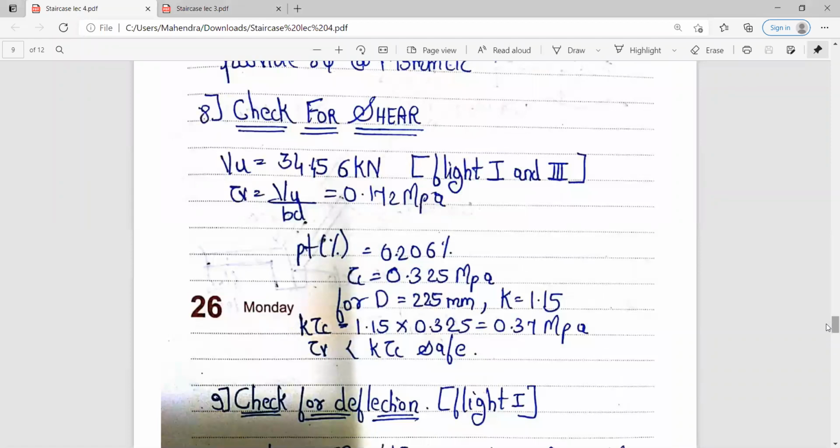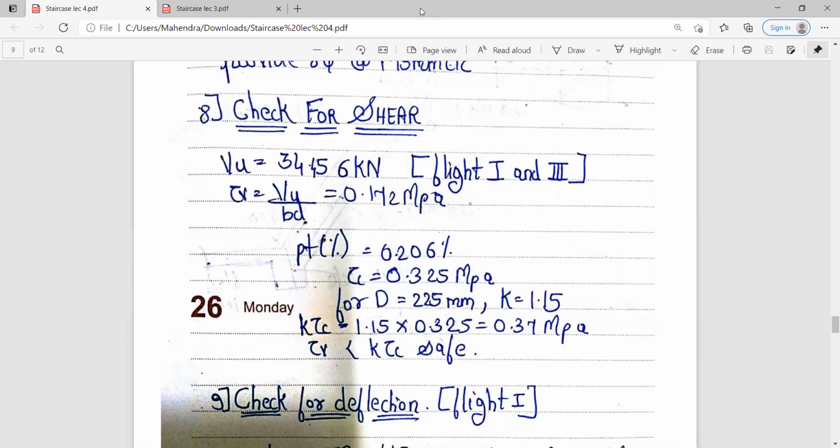Then you are going to check for the shear. For shear, you are going to check for flight 1 and 3. So for flight 1 and 3, the maximum shear force comes out to be 34.456 kilo Newton. So you get the maximum shear force as this. Then tau v, the formula is same, V u by B D. Tau v you are going to get as 0.172 megapascal.